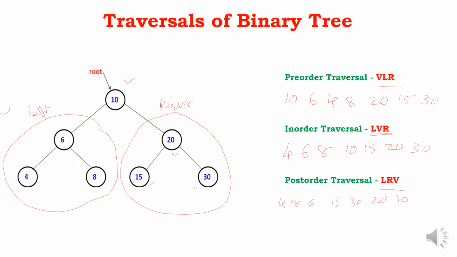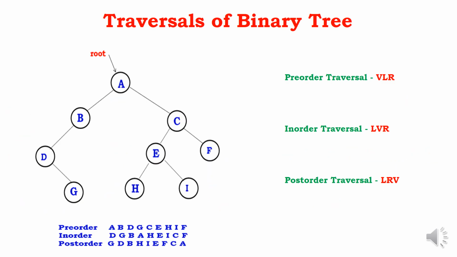In all three cases, pre-order, in-order, post-order, left is visited before right. And if it is a numeric binary tree or a binary search tree, the in-order traversal gives you sorted order: 4, 6, 8, 10, 15, 20, 30. In ascending order, we get the values displayed or visited.